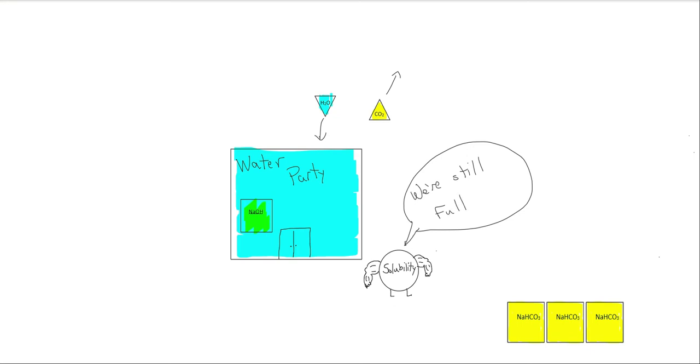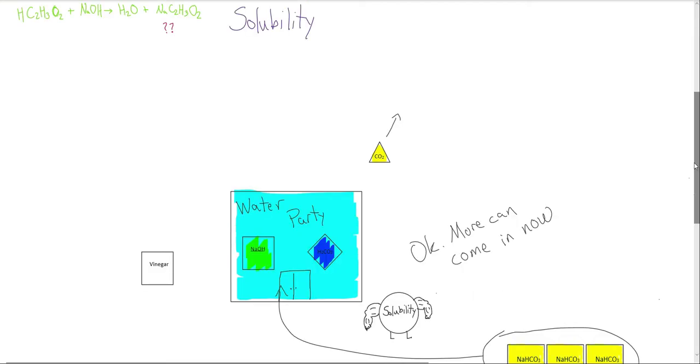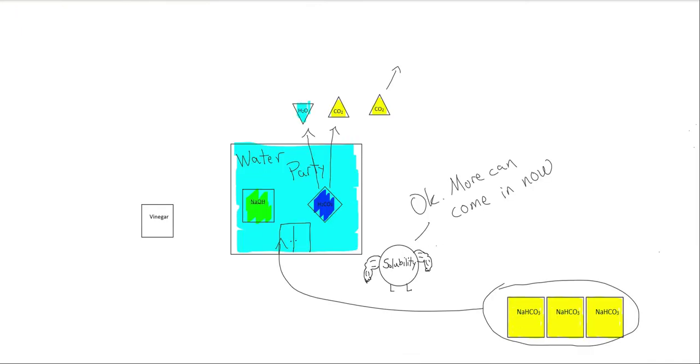This is where vinegar comes in. Vinegar is going to come in and going to react with the sodium hydroxide. And that will mean that there are no more sodium hydroxides in the water party, and the solubility bouncer is going to let more sodium bicarbonates in. Those sodium bicarbonates are going to then react to decompose into sodium hydroxide and carbonic acid. And this carbonic acid would again decompose into water and carbon dioxide. And the vinegar, which is still around, takes the sodium hydroxide out of that water party, allowing more sodium bicarbonates to come in, which will again produce more and more of these products of carbon dioxide.